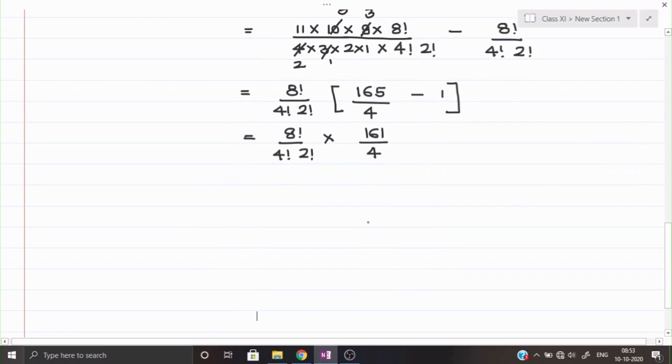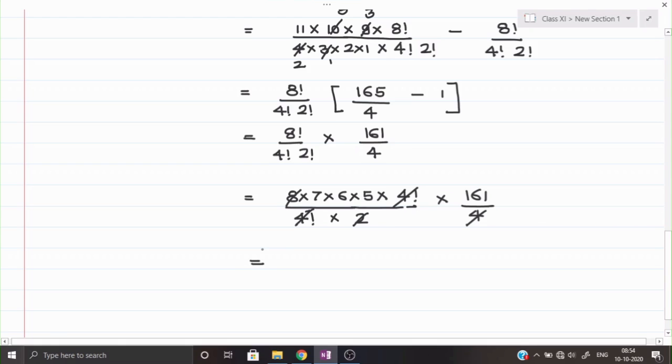Now we need to open. Okay, we do not have any option, so we shall open up now. So factorial 8 will open till factorial 4, so 8 into 7 into 6 into 5, and into factorial 4 I am keeping as it is, upon factorial 4 as it is, into factorial 2 is 2 only, and 161 upon 4. So see, this factorial 4 and factorial 4 is cancelled, 2 and 4 became 8, and this 8 also we have cancelled. So now what is remaining? 7 into 6 into 5.